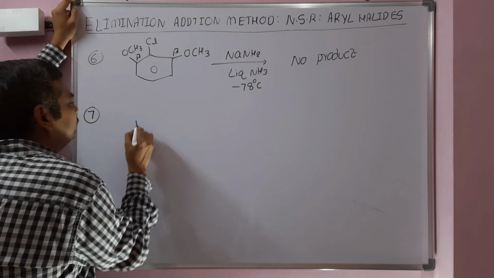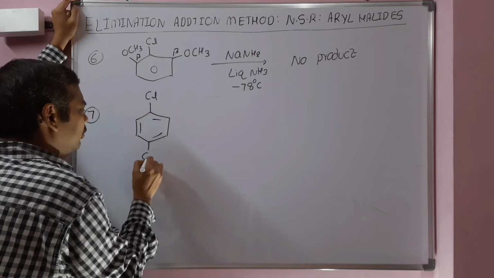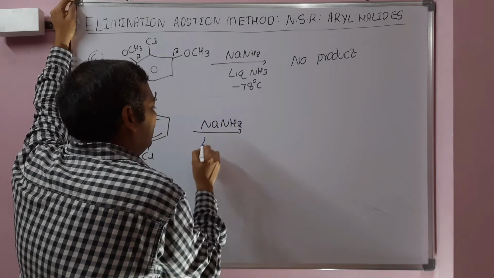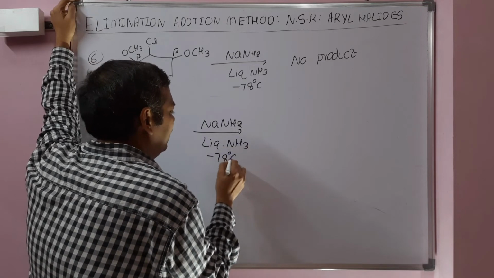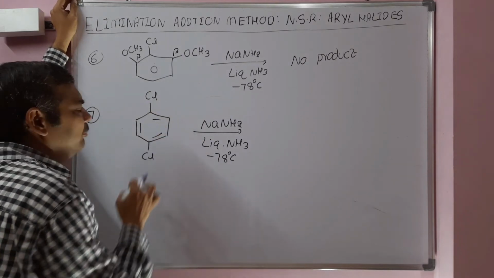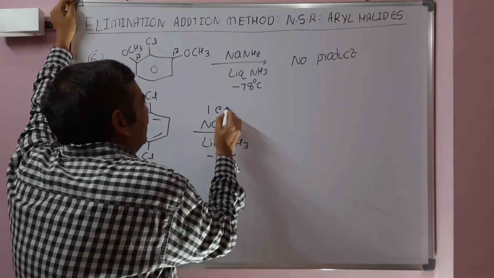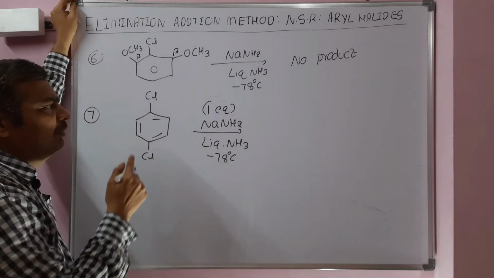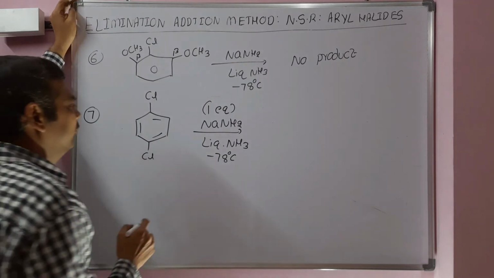Next example, write the product obtained when 1,4-dichlorobenzene reacts with sodamide in liquid ammonia at minus 78 degrees centigrade. Both are chlorines, no doubt. If you use excess, both benzynes will be formed. If you use equivalent-wise, only one will be formed. Let us say one equivalent. If you use two equivalents, definitely a dibenzyne and dianiline will be formed. If we use one equivalent, only one benzyne and one aniline will be formed.